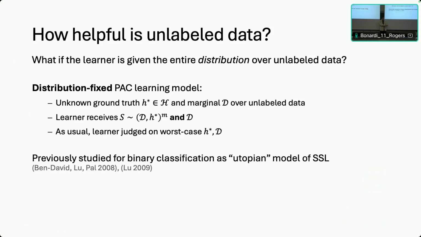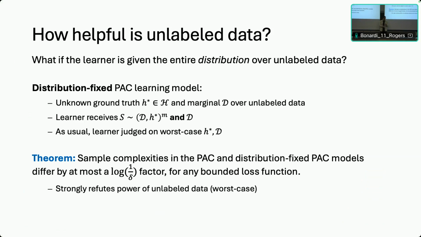We aren't the first ones to think about this. You might have seen this studied as the so-called utopian model of semi-supervised learning by Ben-David, Lu, and Pál. There they show in binary classification that unlabeled data doesn't really help. As our first theorem, we show that if you have any bounded loss function, then you have an approximate equivalence in sample complexities between PAC and distribution fixed PAC. So knowledge of the marginal can only decrease your sample complexity by at most a log 1 over delta factor, where delta is your confidence parameter. And so this refutes the power of unlabeled data.